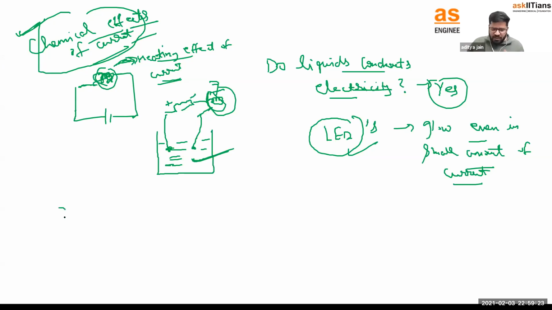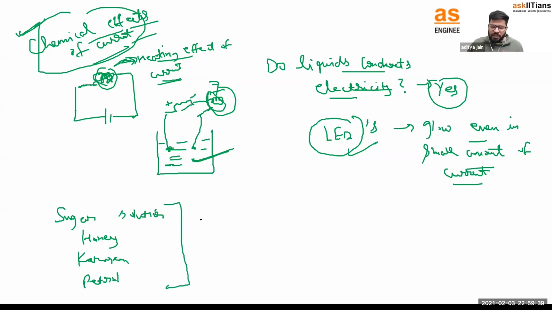If I give you some names: sugar solution, honey, kerosene, and petrol. These four are poor conductors of electricity.